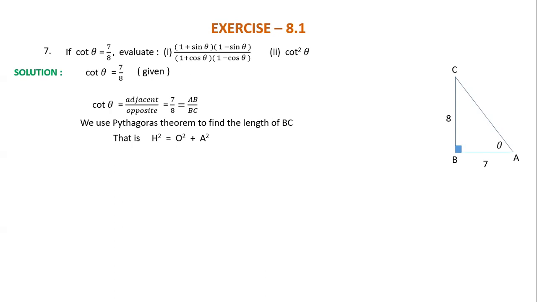O square plus A square is equal to H square. If you use this, there won't be any mistake. A is 7, O is 8. So let's put the A and O values. H square is equal to 8 square plus 7 square, 64 plus 49 is equal to 113. So H is equal to square root of 113.